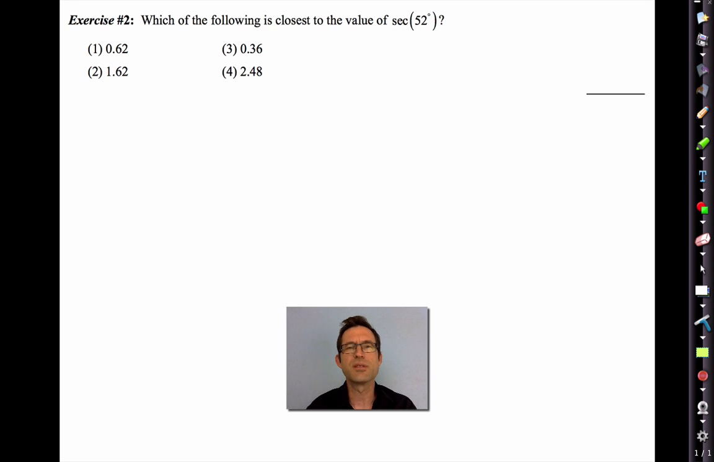What you might notice is that there's no secant button on it. It always boggles my mind on these, TI calculators or other ones, how many different things they have on them, and yet they don't have secant, cosecant, or cotangent. Somebody should get onto that. And yet, no problem, right? We know that the secant of 52 degrees is the same as 1 divided by the cosine of 52 degrees. All right, so try that on your calculator.